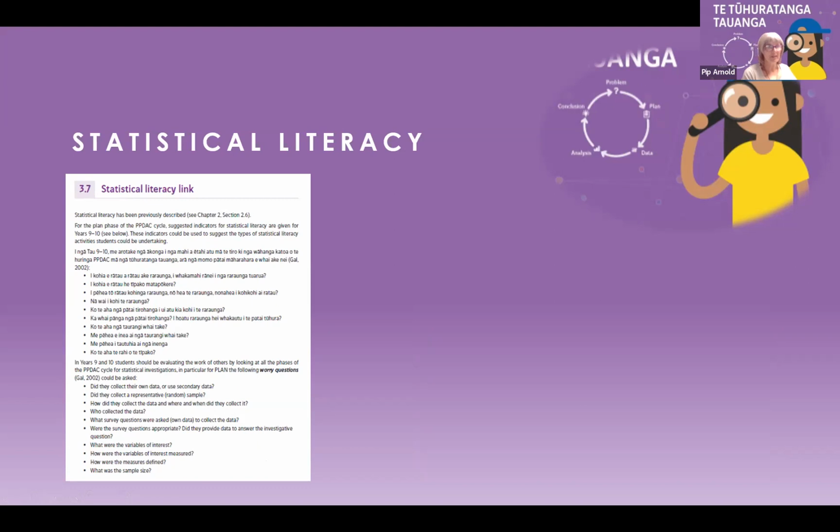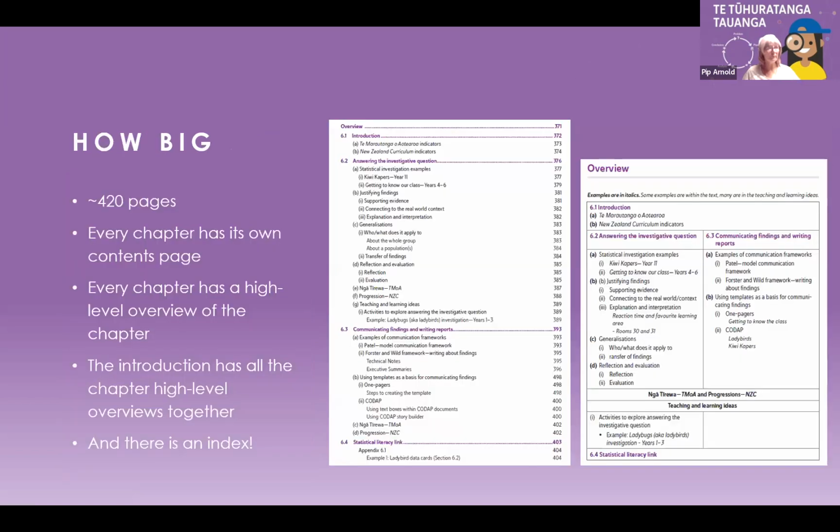Now, if you're working with year 5 and 6 students, you might look at it and go, which ones of those are appropriate for year 5 and 6 students? Or if you're working with year 1 students, you look at it and say, which ones of these can I use for my year 1s? This is a broader list for year 9 and 10.